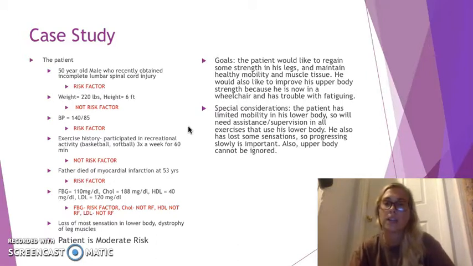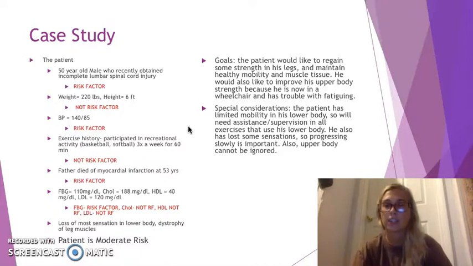So the goals of the patient: he would like to regain some of the strength in his legs and maintain a healthy mobility and his muscle tissue. So maintain that healthy muscle tissue, because the more muscle tissue he has, the healthier he can be. He would also like to improve his upper body strength because he is now in a wheelchair and struggling with keeping up and being able to propel himself throughout the day.